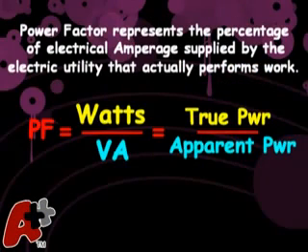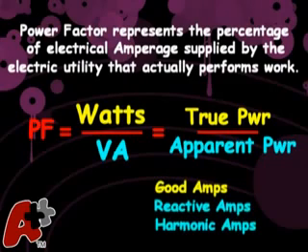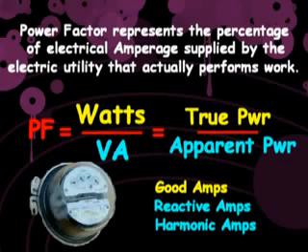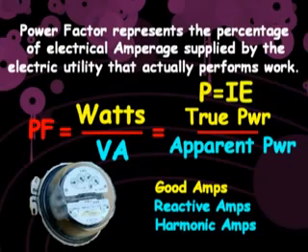Power factor represents the percentage of electrical amperage supplied by the electric utility that actually performs work. Good electrical amps come into your residence, but some of your household appliances are going to trash those good amps into bad reactive amps and bad harmonic amps. The kilowatt-hour meter the electric utility uses to meter your electricity measures the good amps used to produce watts. But it ignores the good amps that your appliances turned into bad amps. Therefore, watts equals current times voltage, where I equals only the good amps used to produce watts.